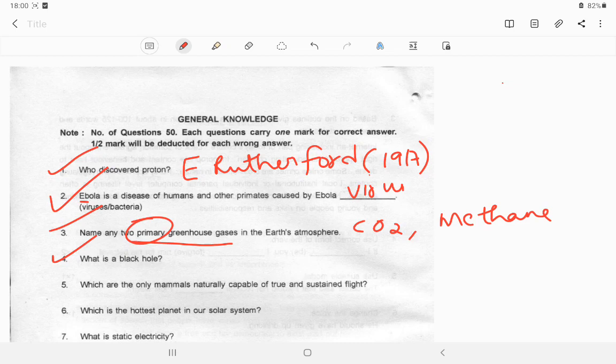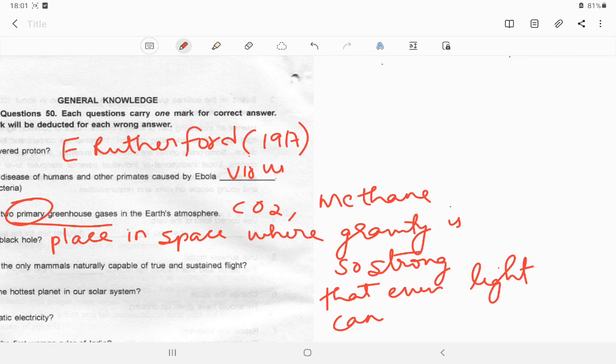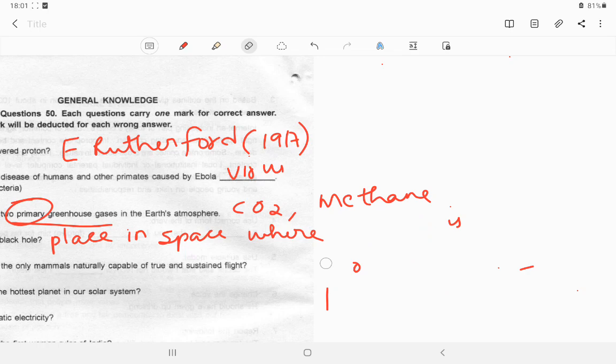Next, what is a black hole? If we explain it in scientific terms, it is a place in space where gravity is so strong that even light cannot escape. So a place where even light cannot escape is called a black hole.